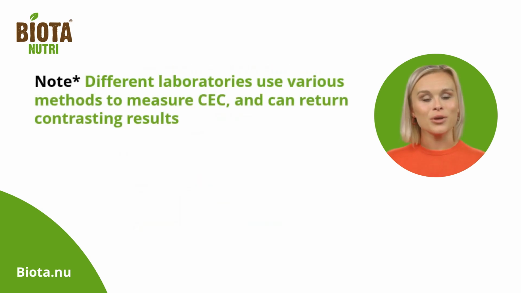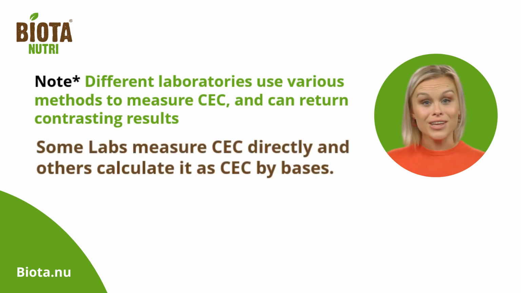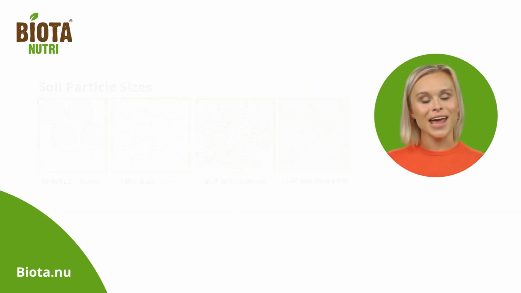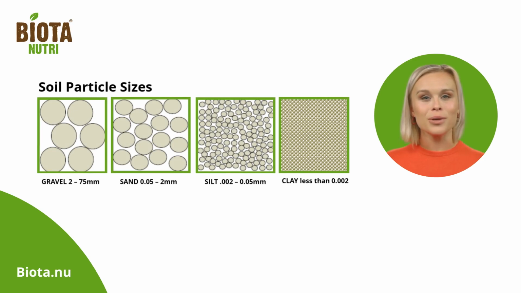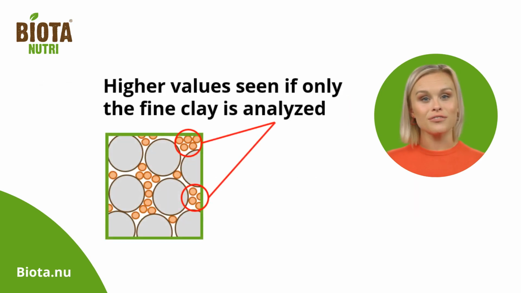It's also important to note that different laboratories use various methods to measure CEC and can return contrasting results depending on the fraction of the soil measured. Some measure CEC directly, and others calculate it as CEC by bases. Cation-Exchange Capacity is commonly measured on the fine earth fraction, soil particles less than 2 millimeters in size. In gravelly soils, the effective CEC of the soil as a whole is diluted, and if only the fine clay fraction is analyzed, reported CEC values will be higher than actual field values.